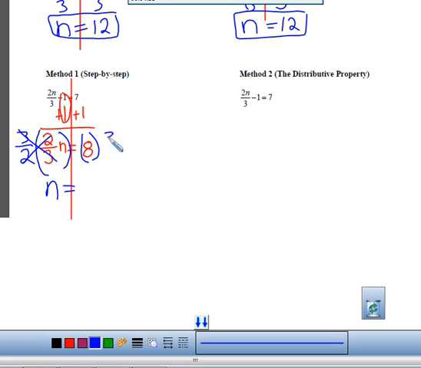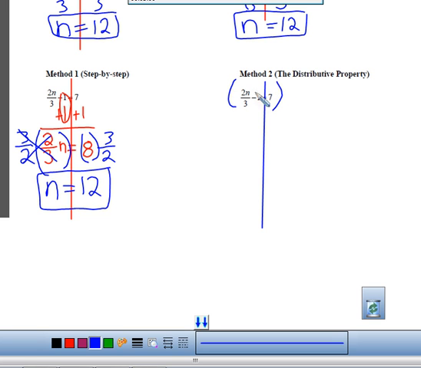And then over on this side, we have 3 over 2 times 8. So 3 times 8 is 24, divided by 2 is 12. Now, what I like about this is it gets right to the final answer. But again, let's try the distributive property and see what happens. So I'll draw my line down through the equal sign, so I know to do the same thing on both sides. Multiply through this entire fraction by 3. And the 3's cancel here, so you get 2n minus 3 equals 21.